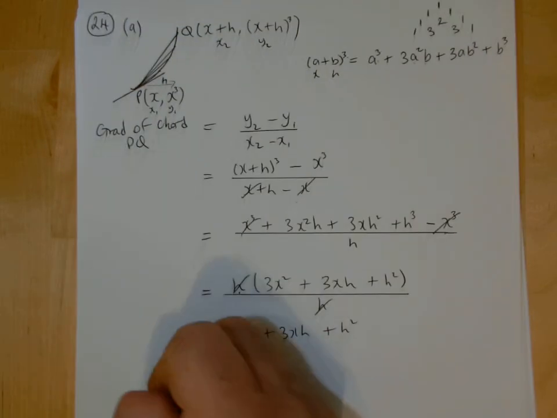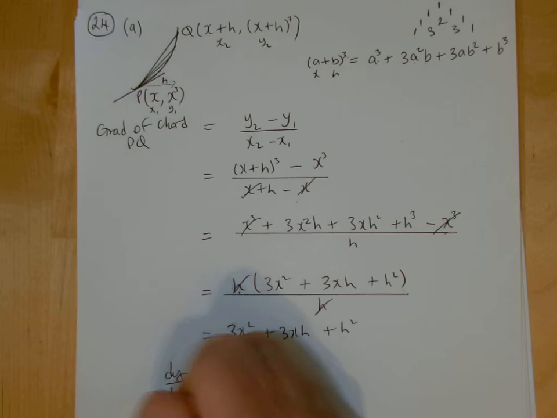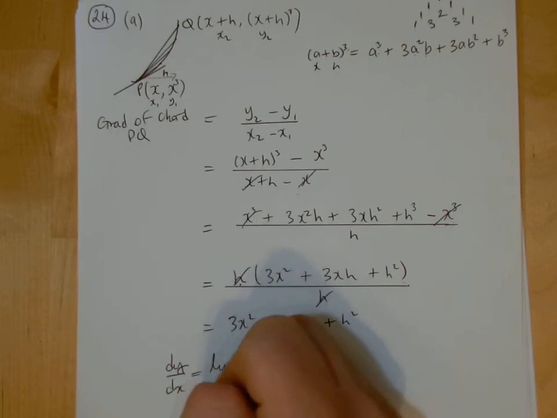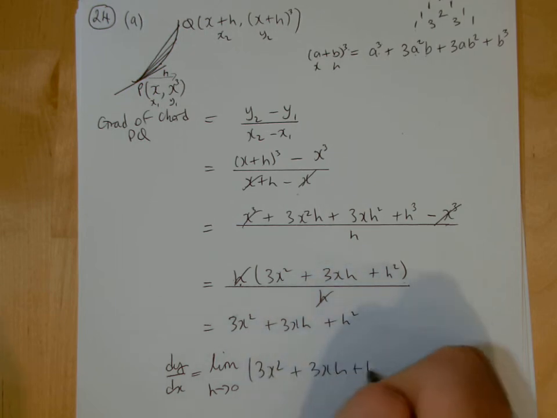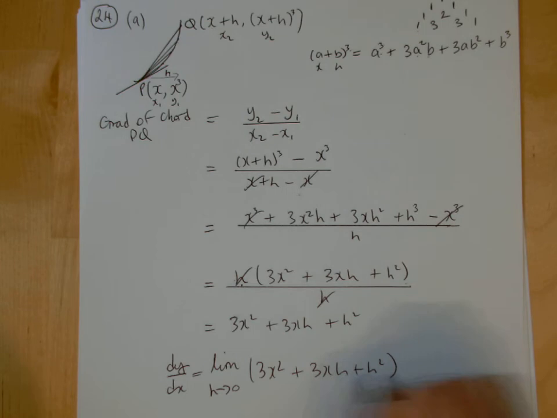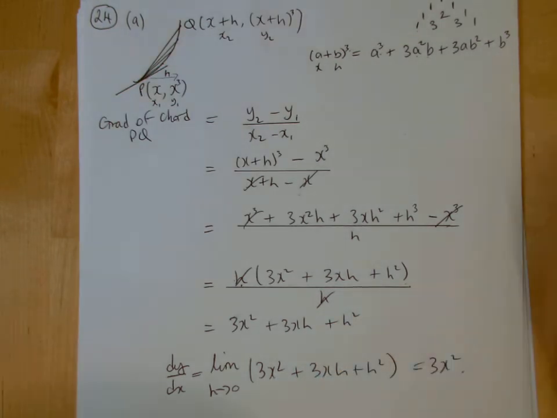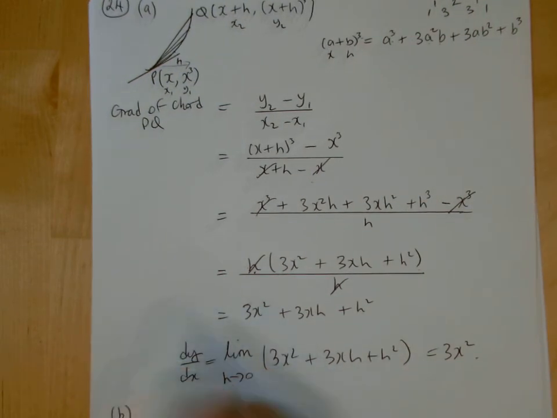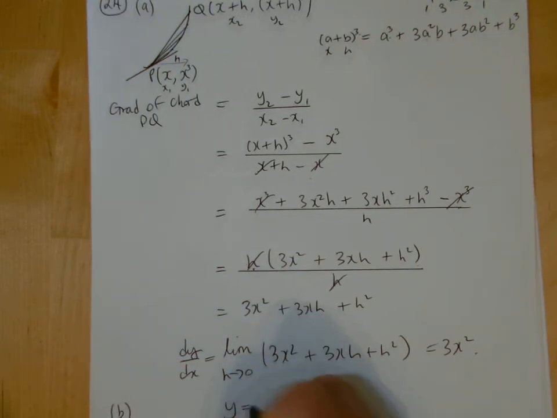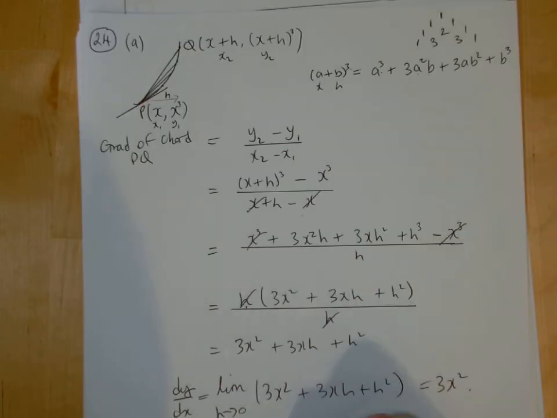So we can essentially say then, look, dy dx is equal to the limit as h goes to 0, and you have to state this in the exam, of 3x squared plus 3xh plus h squared. Well, if h goes to 0, then all of that's 0, so you're just left with 3x squared, which is what we expected, yeah?